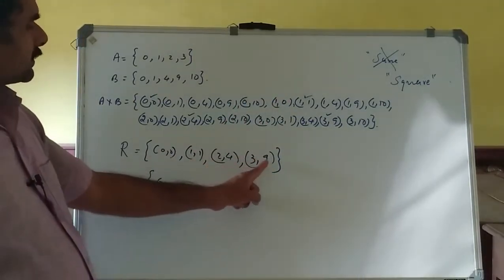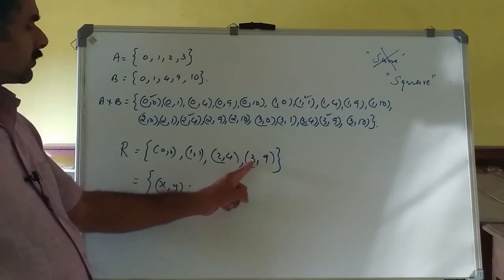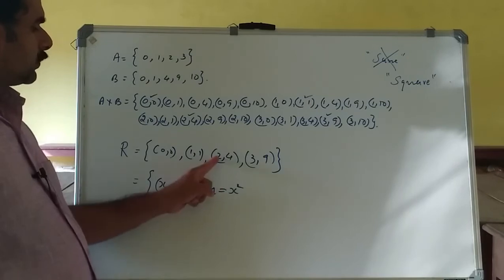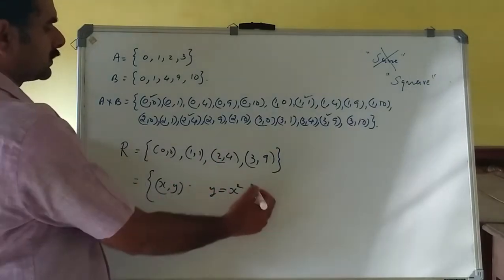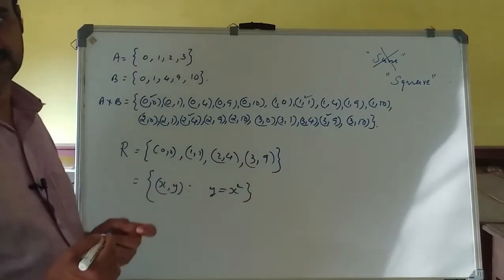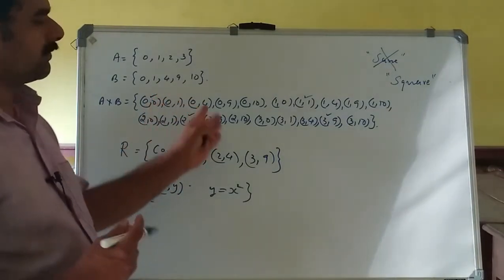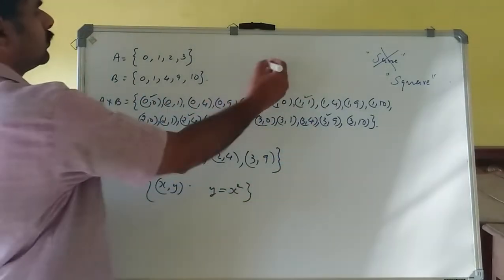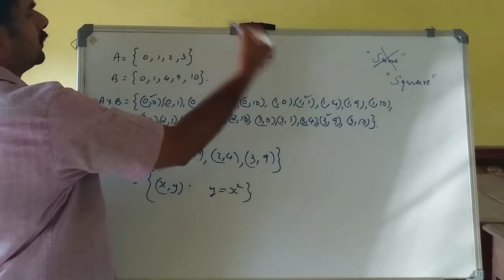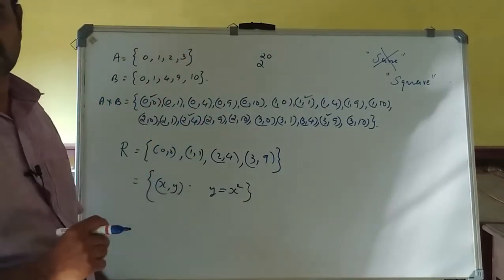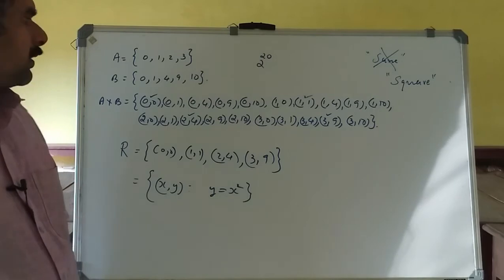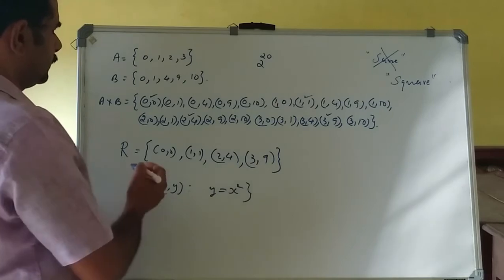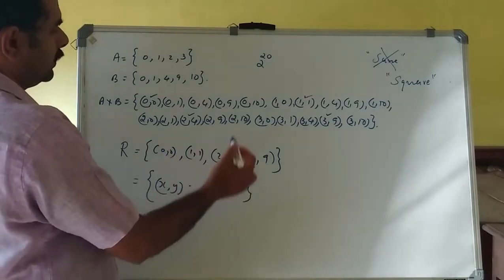Suppose y is 9. What is 9? 3 square, x square. This is x, it is y. What is 4? That is y, 2 square, x square. y equal to x square. So this is the relation. In the same way, we can define several relationships. How many relationships? 2 raised to 20. 2 raised to 20 relationships. 2 into 2 into 2 up to 20 times.